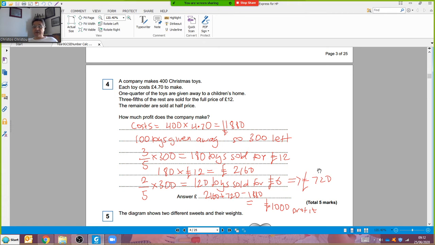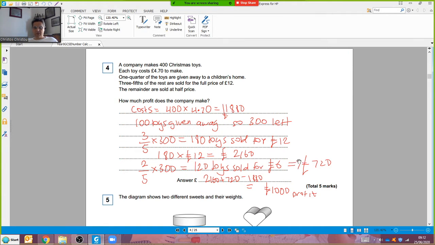So, I've really run out of space. How much profit did the company make? Well, let's take a look. We've got 2,160 sales. We've got 720 sales, so I've added those two up. Then I took away the production cost of those toys, and I was left with exactly £1,000 profit. Even though I gave some to the children's home, even though I sold some for half price, still made a profit. But there it is.